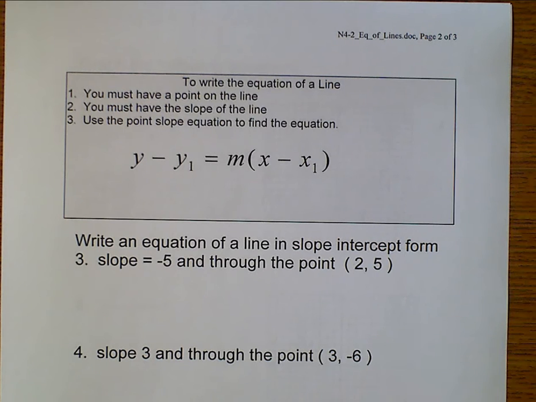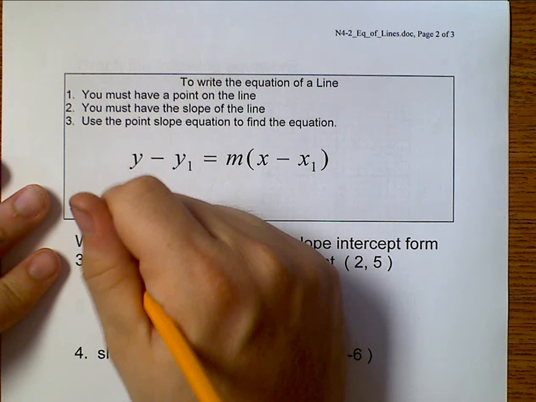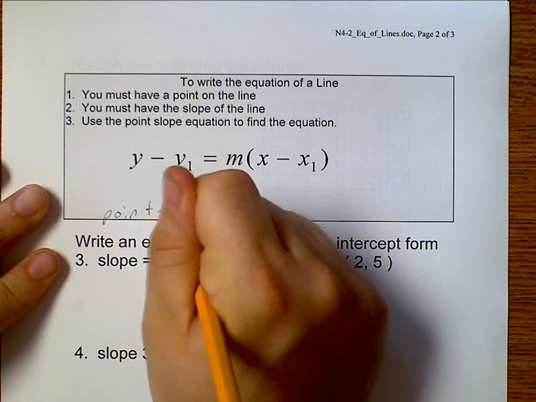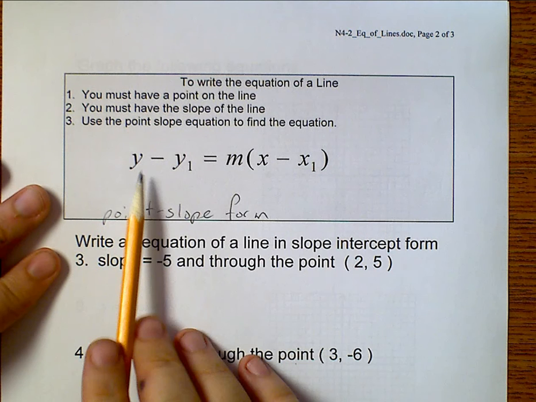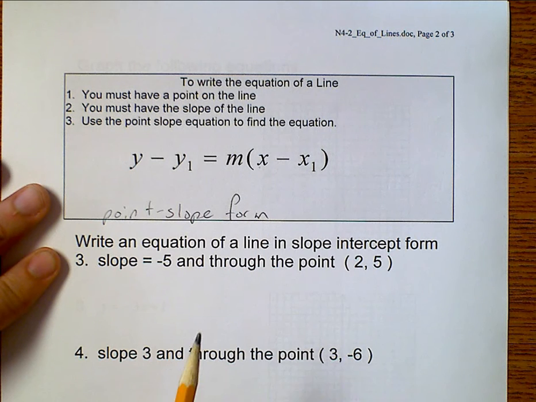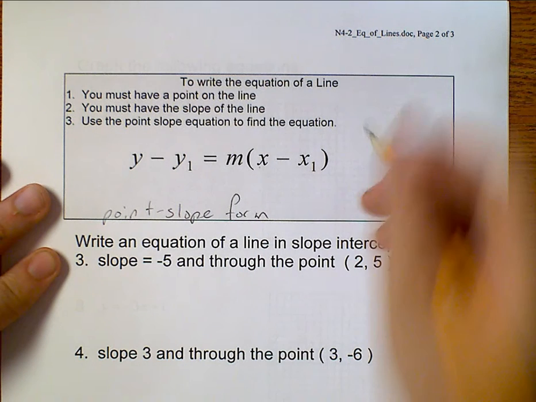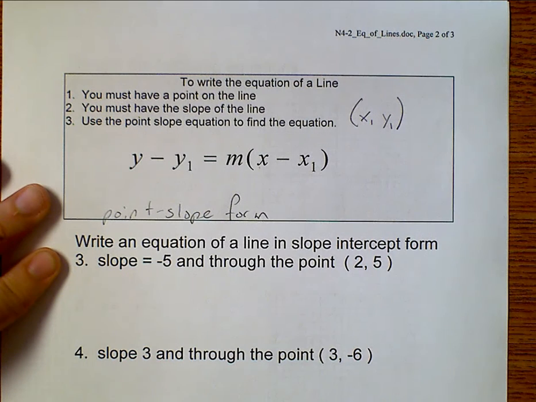Now, sometimes we're not given the y-intercept, we're given some other point. And so here, this is point-slope form. And it's y minus y1 equals m times x minus x1, where I've got a point of x1, y1. And then we can use this. So let's go ahead and look at an example with this.